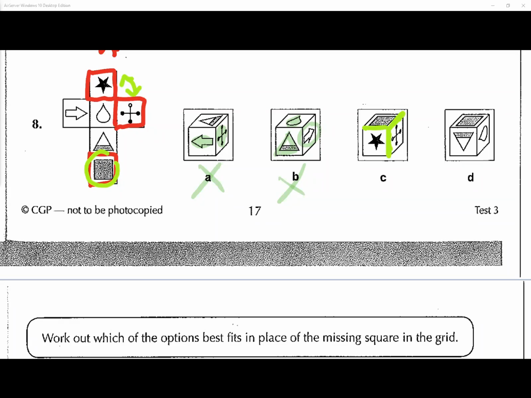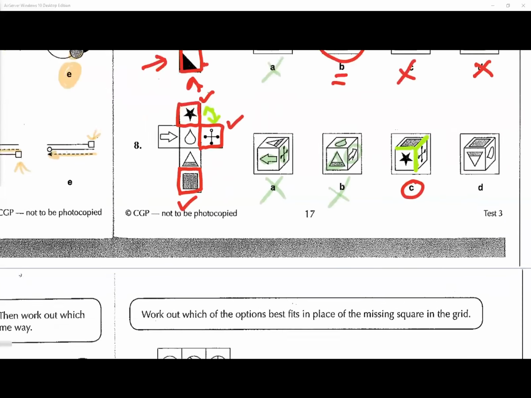If you have any shape that has this, if you have a cube here and here and here, they will absolutely meet around a corner. So that's why answer 8 has to be C. Hope you can see.